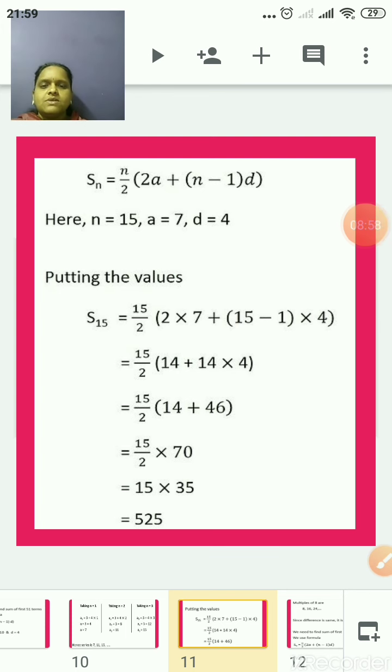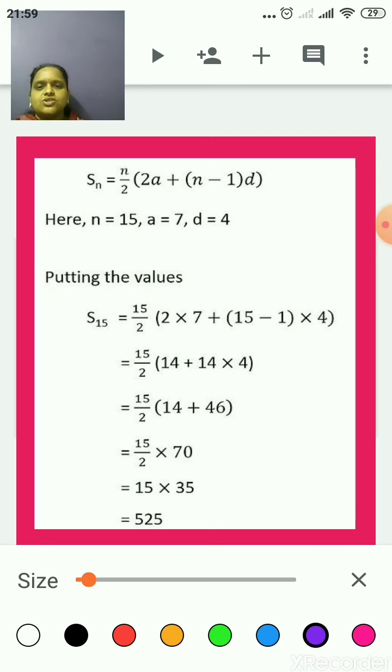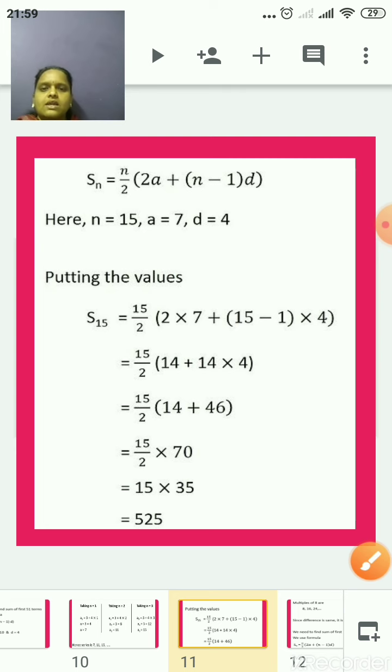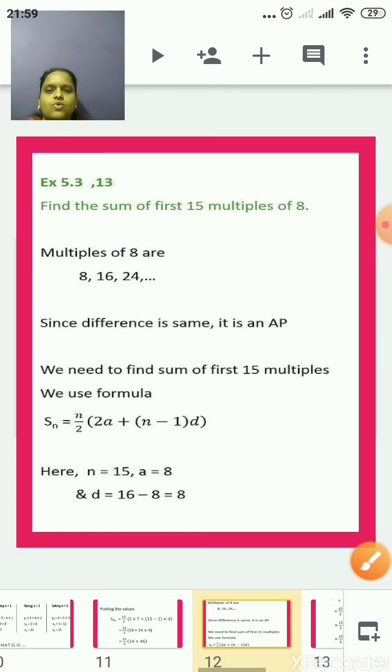Hello children, let me just do one correction over here. Here 46 is printed, but that is a printing mistake. It should be 14 fours are 56. The rest of the steps are correct. That is 56 plus 14 is 70, and the final answer is also correct. Okay, the rest of the answer is correct. Let us continue with the next sum.